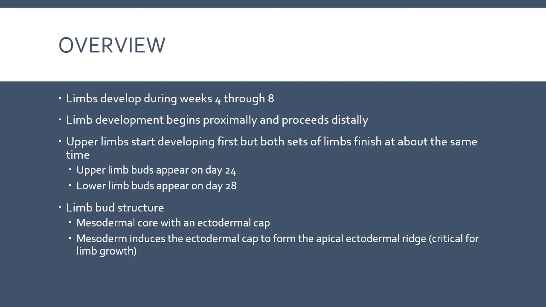Now the structure of the limb bud: it's a mesodermal core with an ectodermal cap, which makes sense. Mesoderm on the inside, muscles and bones, and ectoderm, skin, on the outside. The mesoderm will induce the ectodermal cap to form something called the apical ectodermal ridge, which is critical for continued development of the limb. Damage to that particular structure produces some fairly severe limb defects.